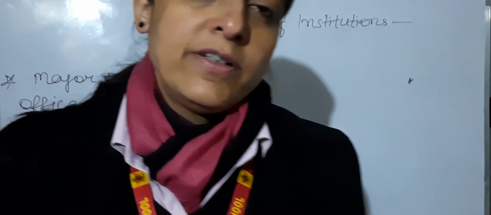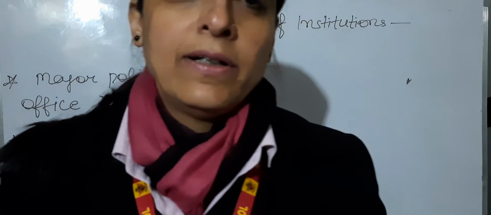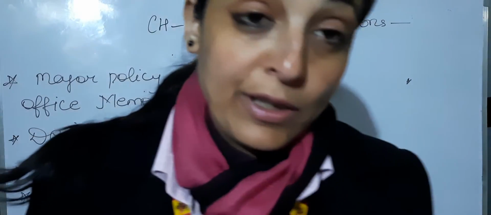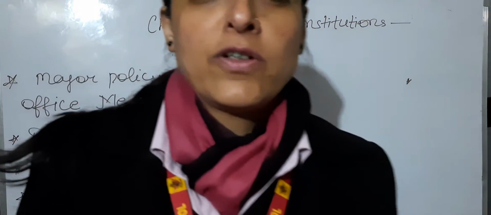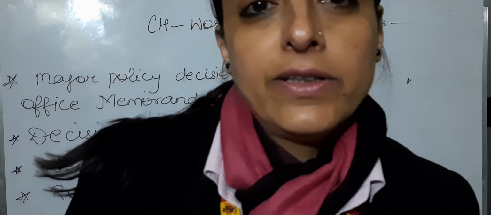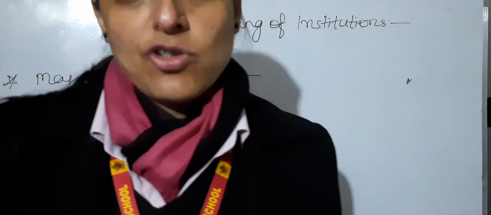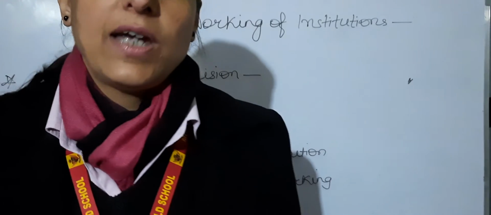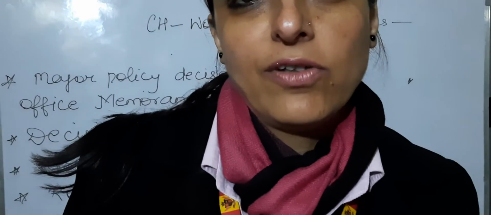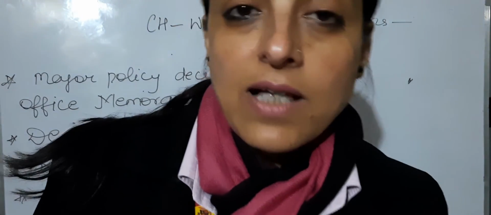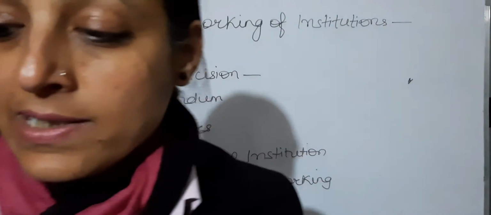Now in different countries, there are different names for parliament. Like in the case of Russia, it is Duma. In the case of Japan, National Diet. And in the case of Germany, Reichstag. So different countries have different names for their parliament. For India, our parliament is called Sansad.